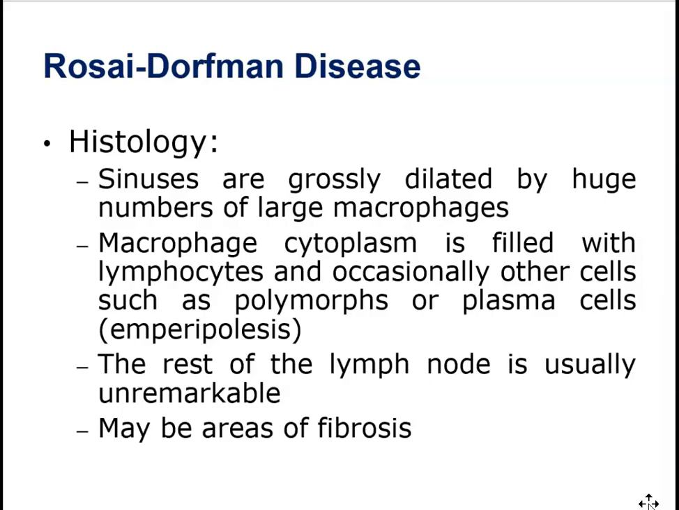On microscopic examination, the nodal sinuses are distended by large numbers of macrophages. These macrophages are larger than usual and they contain many morphologically identifiable lymphocytes and other inflammatory cells in its cytoplasm. This phenomenon is known as emperipolesis. With chronicity, fibrosis may be seen.